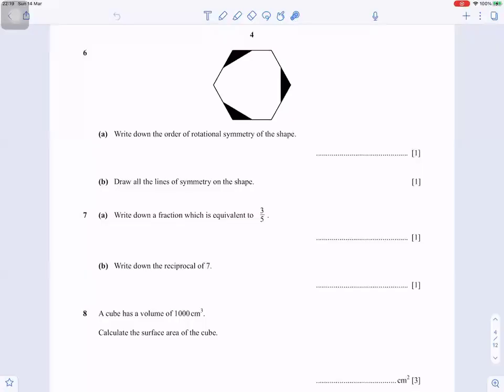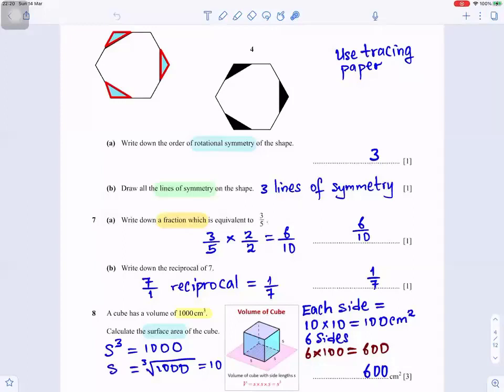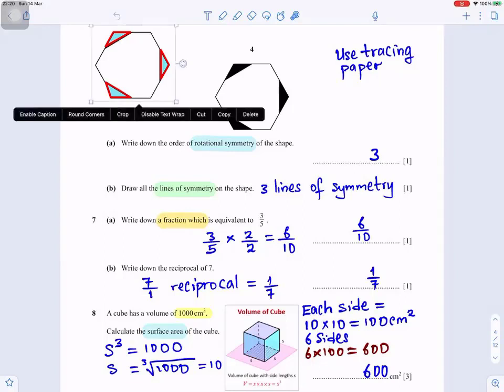We have here question number 6 all the way to question number 8. For question number 6, write down the order of rotational symmetry of the shape. The order is 3. You can use tracing paper in an exam, you put it on the shape, but I'll show you what I've got here.